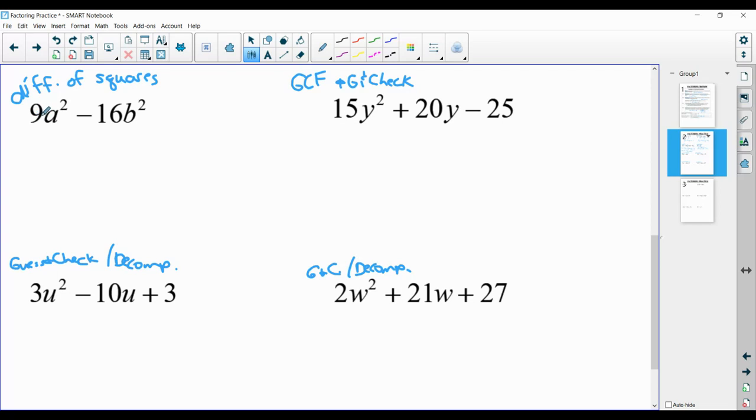If this is a difference of squares, that means my first term is a perfect square, and so is my last term. And in this case, they are. So I can square root my first and my last terms, set up my brackets. Square root of 9a squared is 3a, so that goes in my first bracket.